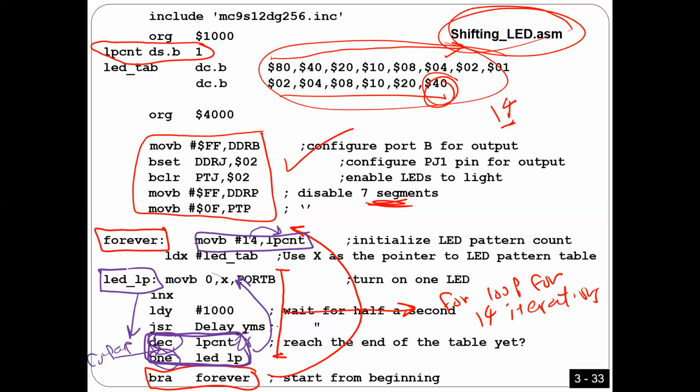Very easy. In every iteration, I'm going to take the value pointed by X and send it to port B. This is number 1. Number 2, I have to increment X, so that in the next iteration I take the next value. Is that okay? Okay. Number 3, I have to wait 1 second. That's exactly what I did. Look here, guys.